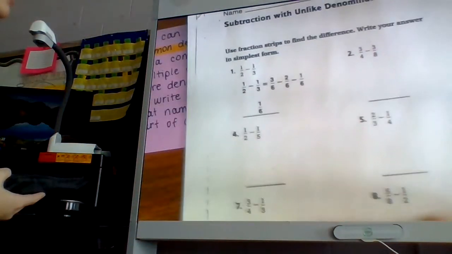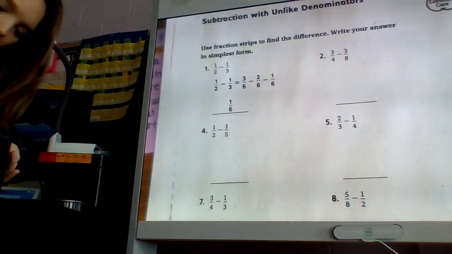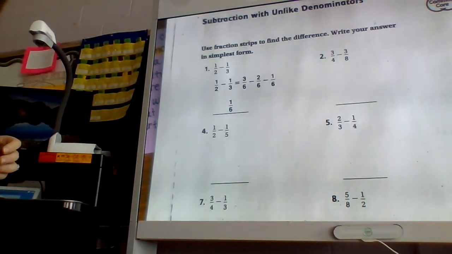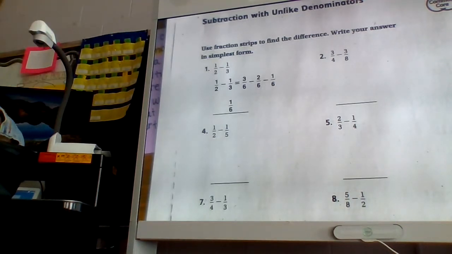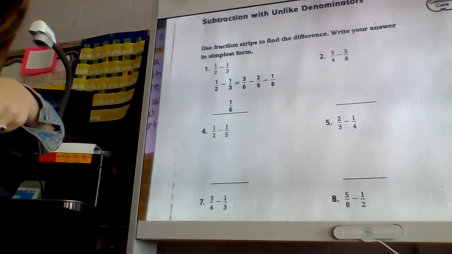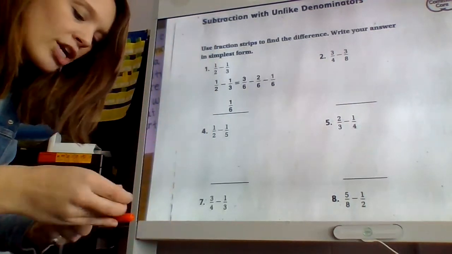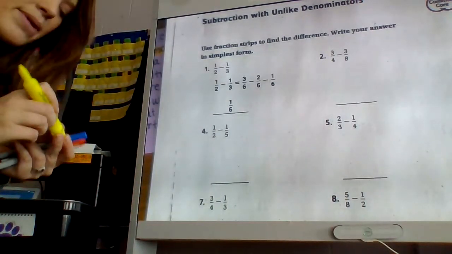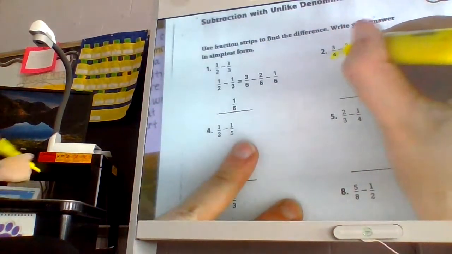Okay, so I'll start with question number 2 on tonight's homework. So if you can look there as well. The problem that we have is 3/4 minus 3/8. So the first thing I want my students to notice is that those denominators are unlike. The units are different. They are not the same. So we're going to identify the denominators, 4 and 8.